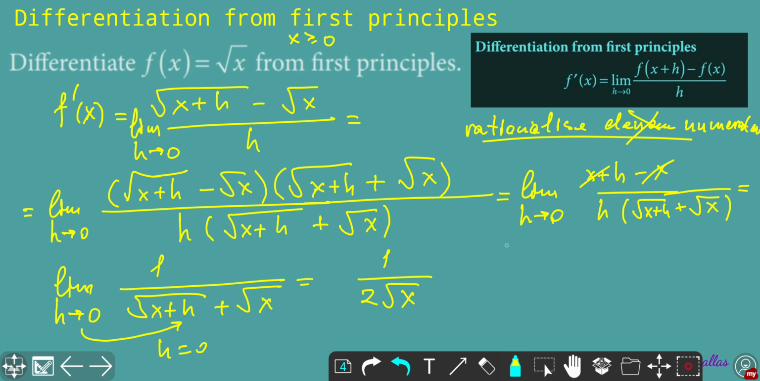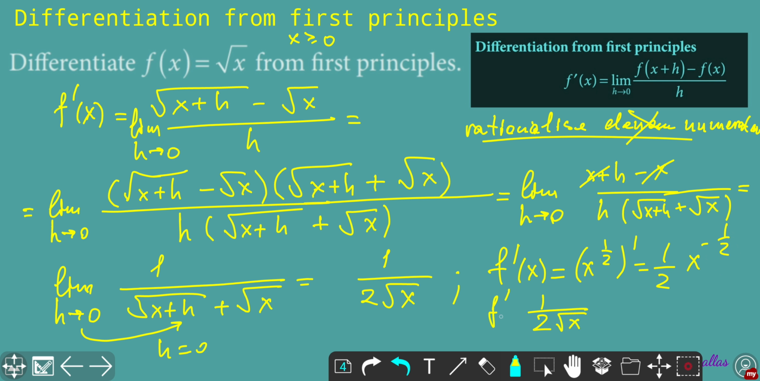Okay, so now let's check it. Remember, we always check it, so we take f prime, and this is equivalent to the derivative of x to the power 1 over 2. So now you take 1 over 2, and you take away one from the power. 1 over 2 minus 1 is going to be x to the negative 1 over 2. But negative is the same as swapping your x and taking the square root, because that's the rule of indices. So f prime is going to be 1 over 2 square root of x. So that's why we were correct.